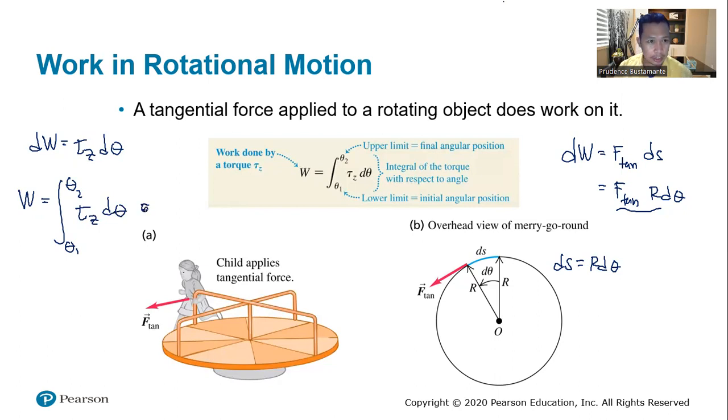For a constant torque, the work of a constant torque is the torque along z times theta 2 minus theta 1, or the torque z times the change in theta. So this is the work done by a constant torque.